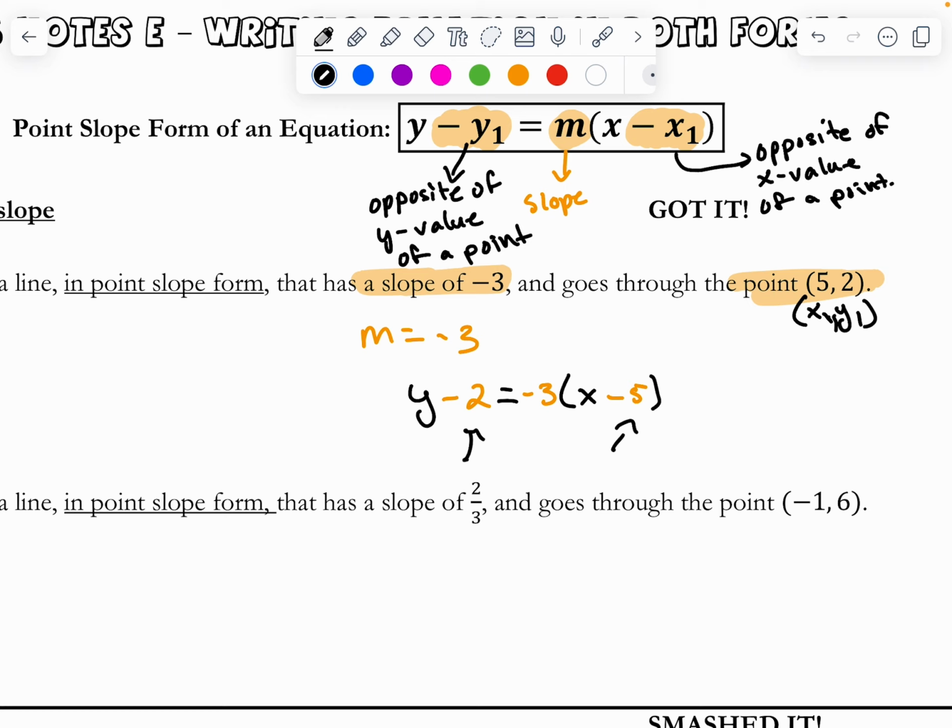However, if you guys like to flip it and do just m times the quantity of x minus x1 equals y minus y1, you can do that. It's just easier to plug in. But just the way that we write these equations so that we always have y equals, we always put the y's up front. But this is my formula.